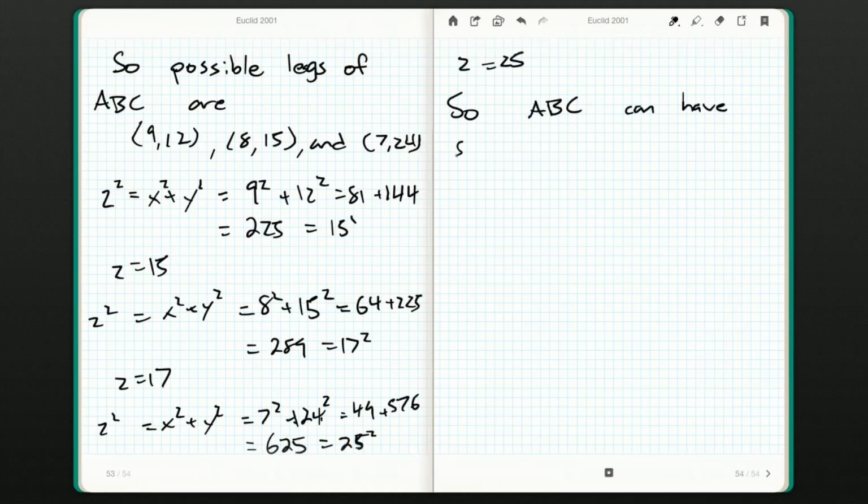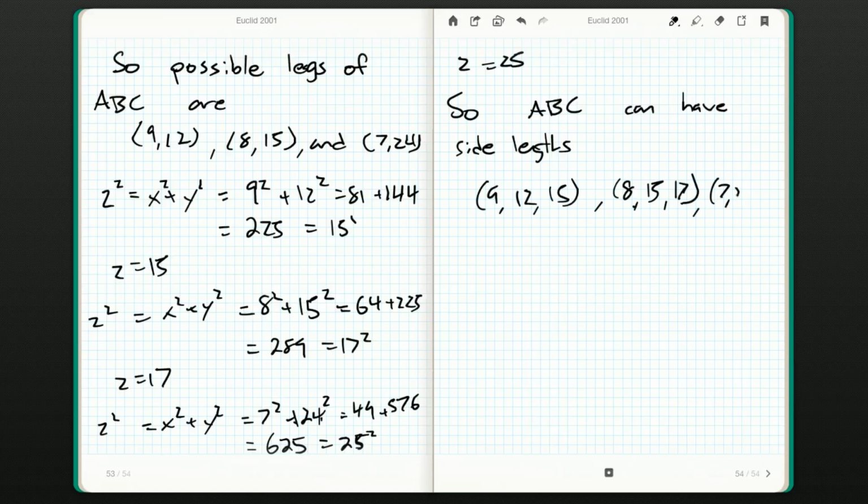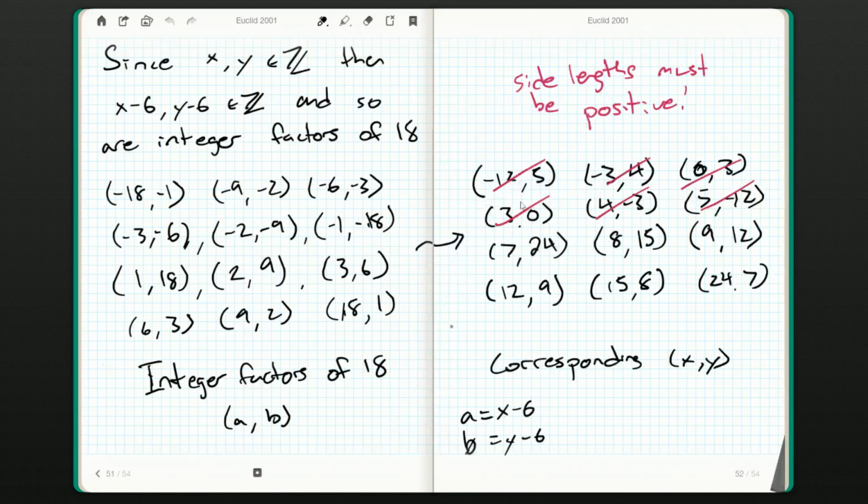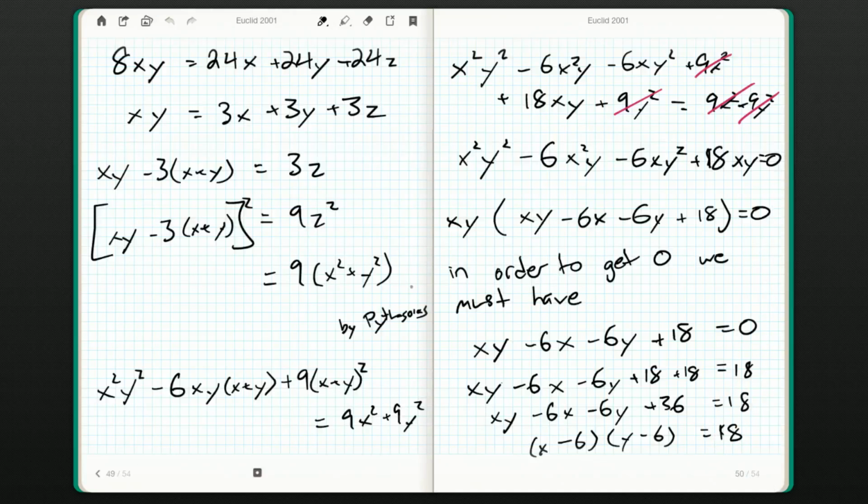So ABC can have side lengths 9, 12, 15, 8, 15, 17, and 7, 24, 25. Okay? So I'd be tempted just for a moment to think, well, we had this minus 12 and this 5 here, and this minus 3 and this 4. And could we have maybe had 5, 12, 13 somehow, or 3, 4, 5 somehow? So I'm just going to review the questions, make sure that that couldn't have happened.